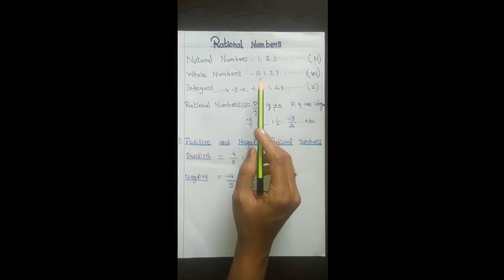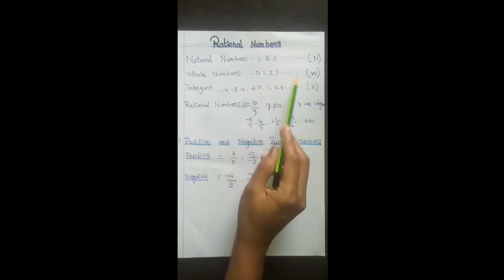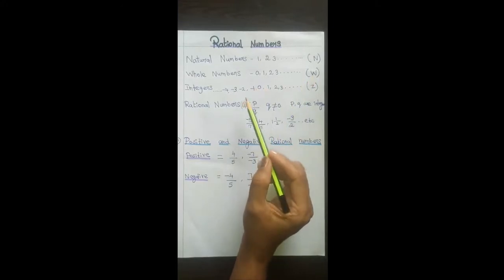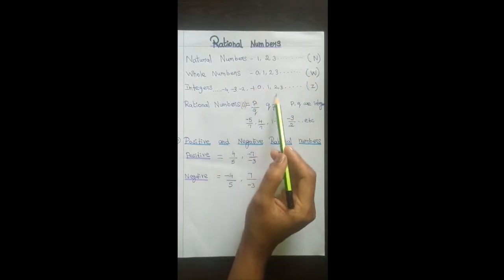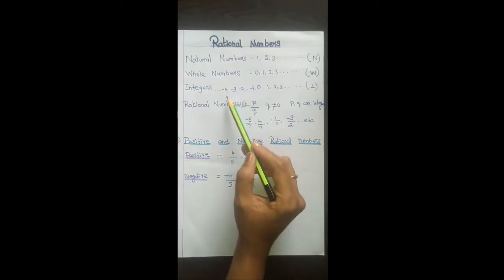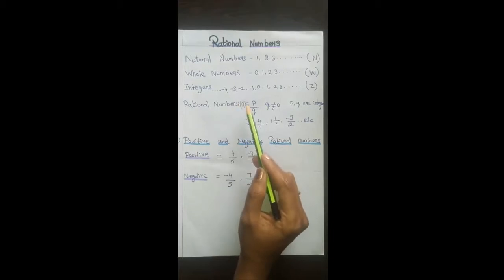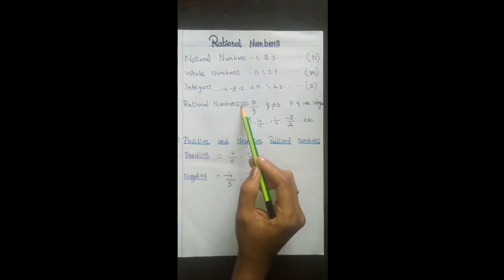Whole numbers include all the natural numbers and 0. It is denoted by W. Integers include all whole numbers and negative numbers such as -1, -2, -3 and so on. A rational number includes integers, fractions and decimals. It is denoted by Q.